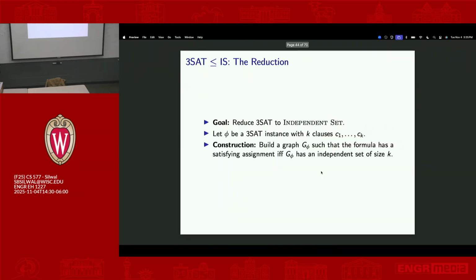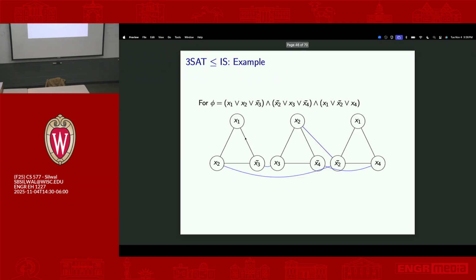So what I'm doing is taking an input for 3-SAT and converting it to an input for independent SAT. I call my hypothetical independent SAT algorithm, and whatever it returns, I look at the answer and somehow get a satisfying assignment out of that. So I'm going to build a graph based on this 3-SAT formula that has an independent set of size k if and only if there is a satisfying assignment. Let me just show you the diagram first, and then we can go to the words.